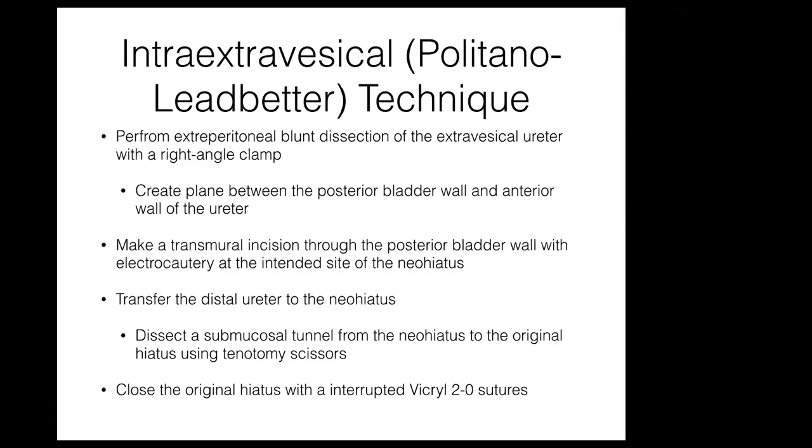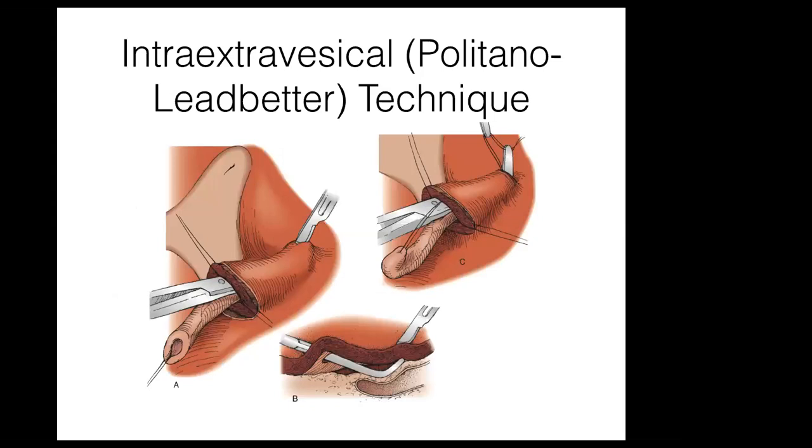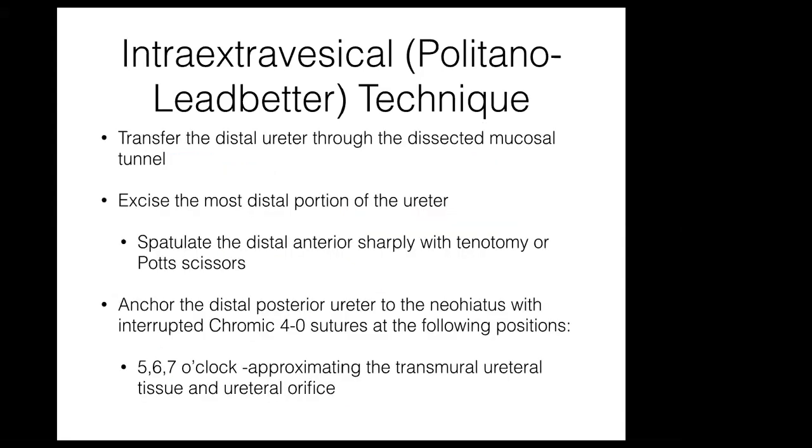You close the overlying gap in that original hiatus with uninterrupted Vicryl 2 suture. So here, picture A is you creating your neohiatus, and then you develop that neohiatus. Picture C is tunneling the neohiatus with the intent to bring your ureter up to the neohiatus.